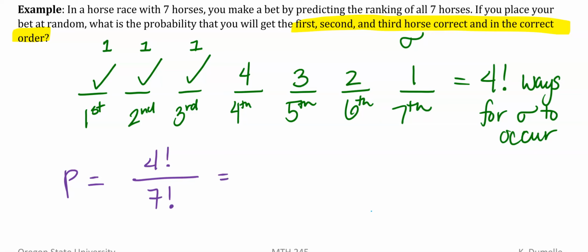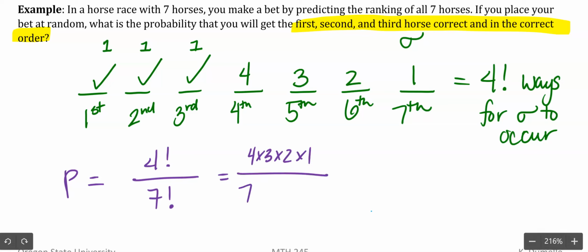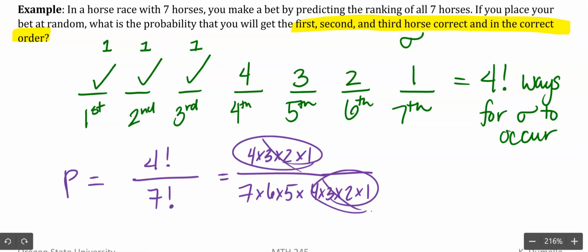Now to show how we might simplify this, remember that 4 factorial is just 4 times 3 times 2 times 1, and that 7 factorial is 7 times 6 times 5 times 4 times 3 times 2 times 1. And then you'll see that 4 factorial cancels out on both of them, so we're left with 1 over 7 times 6 times 5, which gives us 0.00476, so a pretty small number.